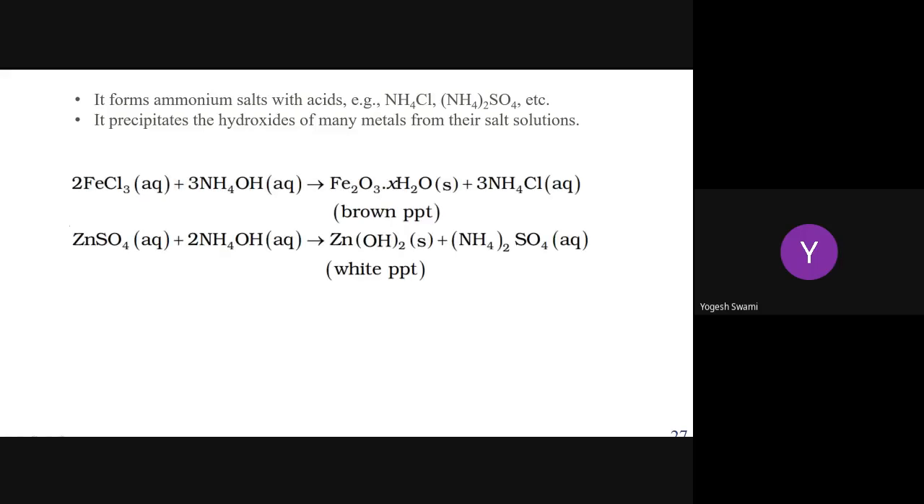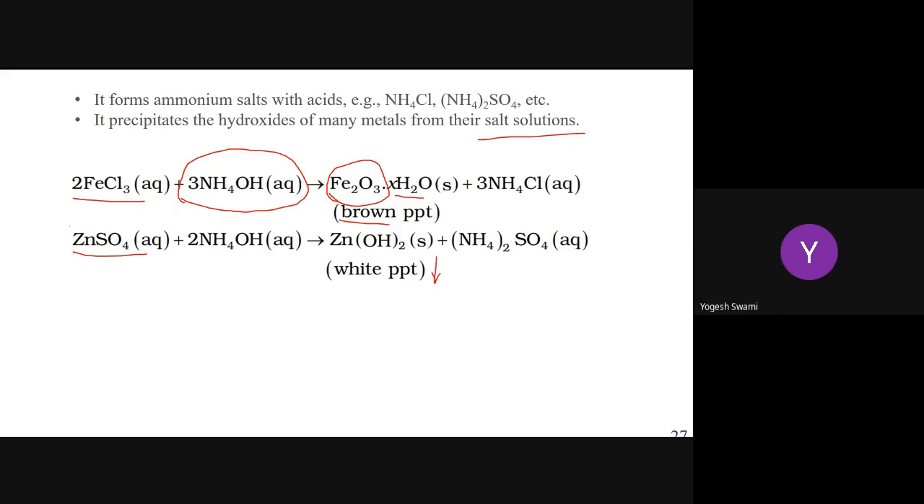It precipitates the hydroxide of many metals from their salt solution. Like ferric chloride, we are doing this reaction. This is the aqueous solution of ammonia, ammonium hydroxide, or we can say aqueous solution of ammonia. So ferric chloride reacts with ammonium hydroxide and is precipitated in the form of ferric oxide hydrated salt. It is a brown color PPT. In the same way, zinc gives a white color PPT.